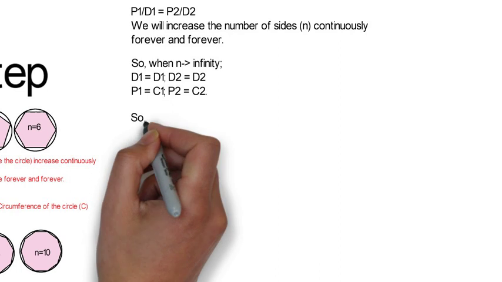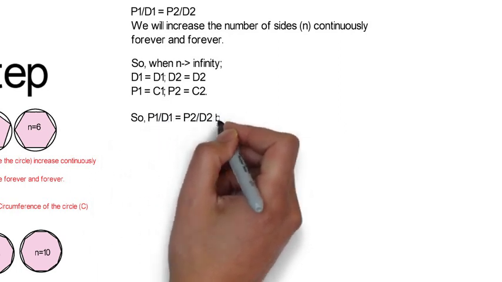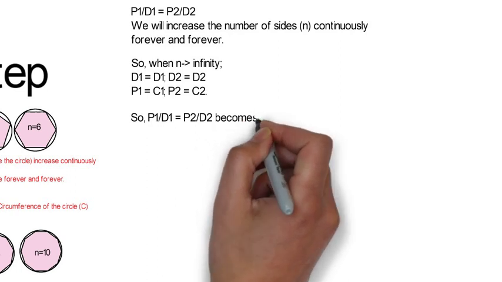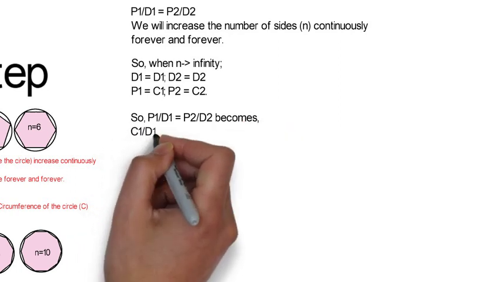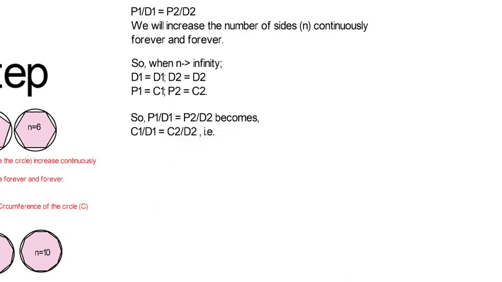When we substitute P1 and P2 in our derived equation, P1 by D1 equal to P2 by D2, it becomes C1 divided by D1 is equal to C2 divided by D2. That is, the number of diameters of circle 1 contained by the circumference of circle 1 is equal to the number of diameters of circle 2 contained by the circumference of circle 2.